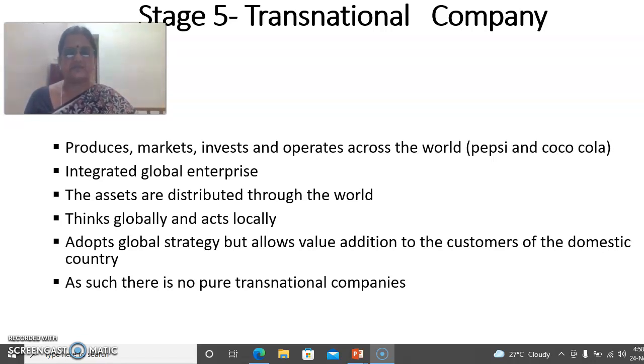As such, there are no pure transnational companies. Pepsi and Coke can be considered as transnational companies, as most of the characteristics of Pepsi and Coke are similar to the transnational companies.